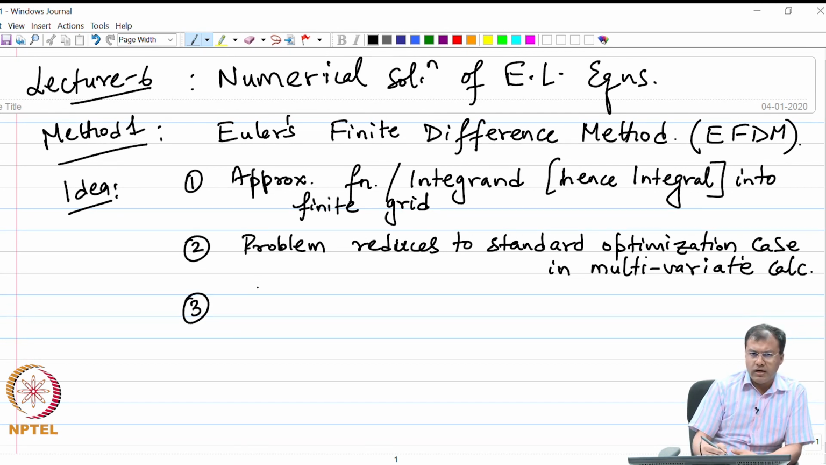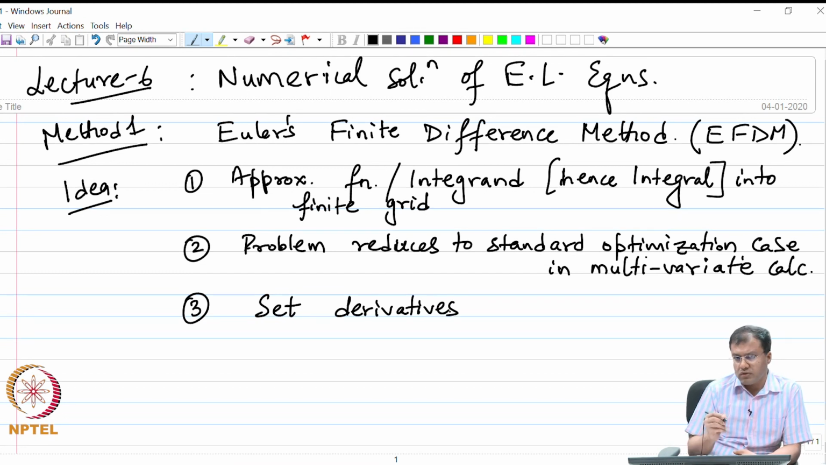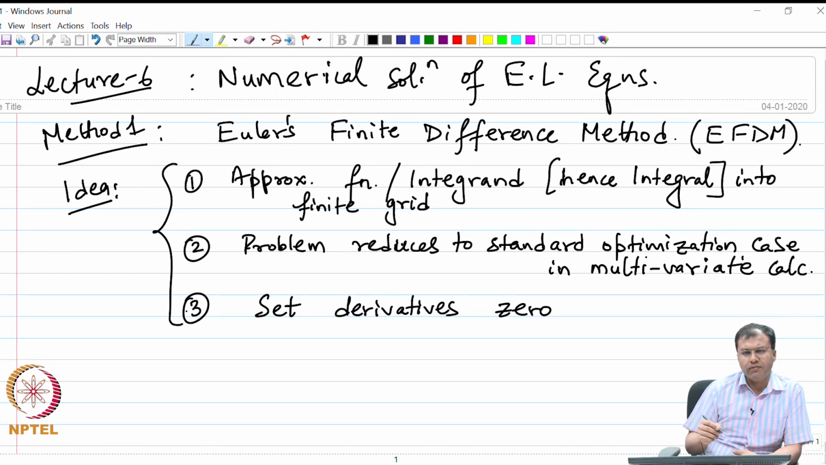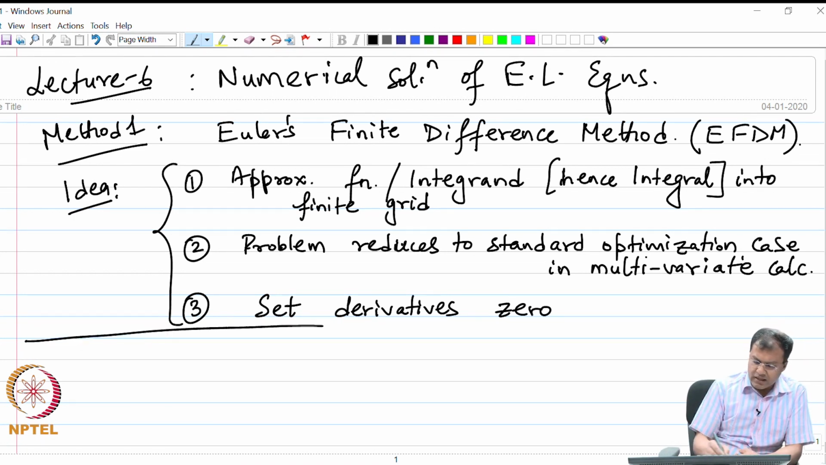And finally, after we have discretized our functional, all we have to do is find the optimal solution by setting the derivatives with respect to the unknowns equal to 0. So, these 3 points reflect the basic idea of the numerical solution. Now, let me build a little bit more background before I highlight this methodology using some examples.